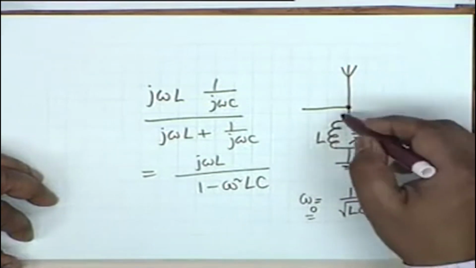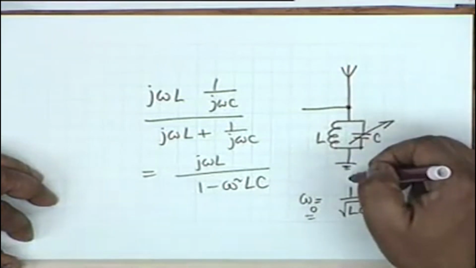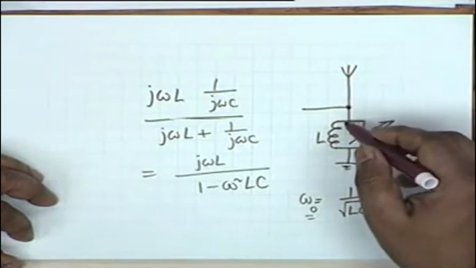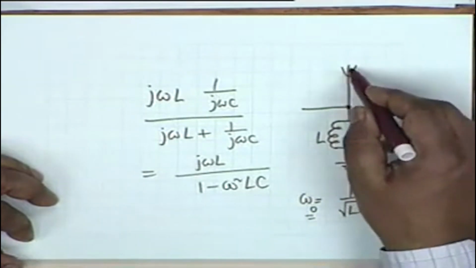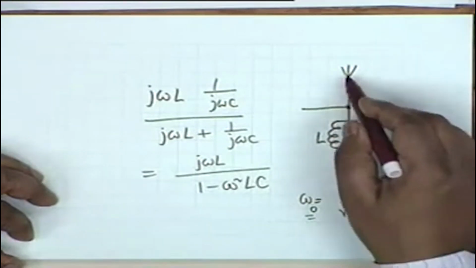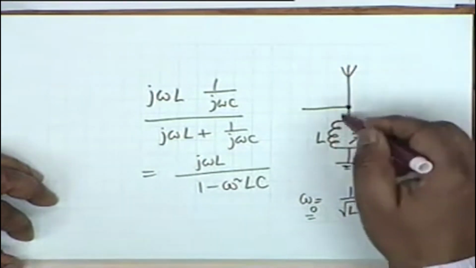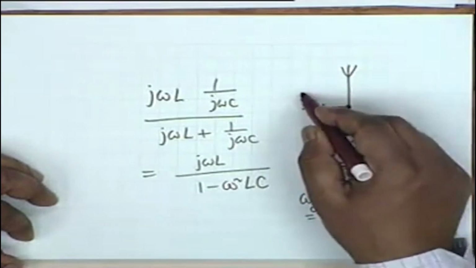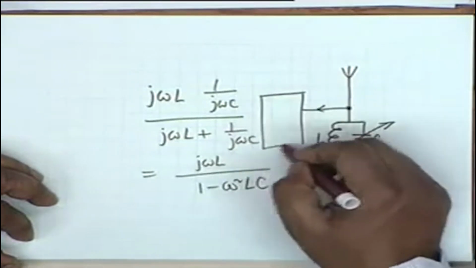All other frequencies find an easy path to ground, and therefore the current that is picked up, well, you can consider this to be infinity, no problem. The current that is picked up at this frequency cannot pass to ground, it must pass to the receiver.